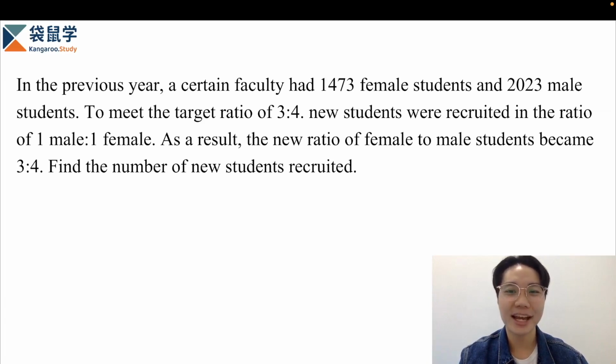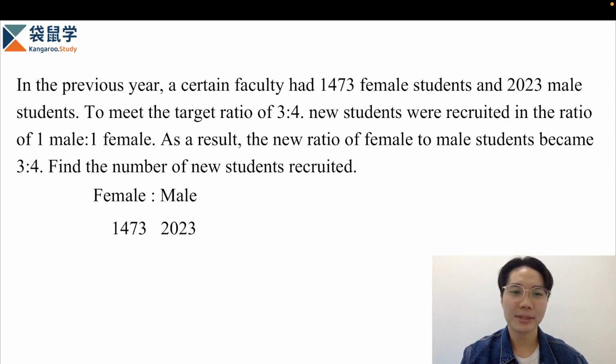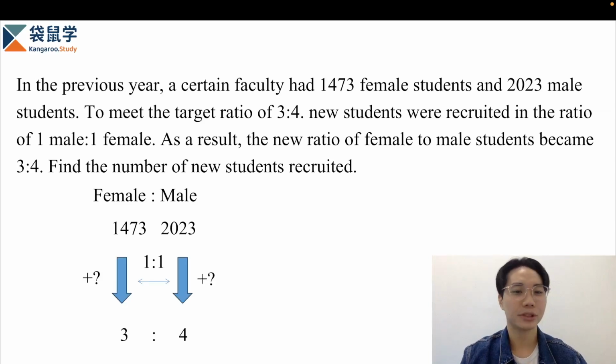Let's write down the information as we read through, shall we? For female and male students, we have 1473 and 2023 respectively. We want to meet the new ratio of 3:4. And so, new students were recruited in the ratio of 1 male to 1 female. Notice here, we don't know how many students are added, we just know the ratio is 1:1. What does that mean? It means the same number of students are added. And we get a ratio of 3:4 at the end.